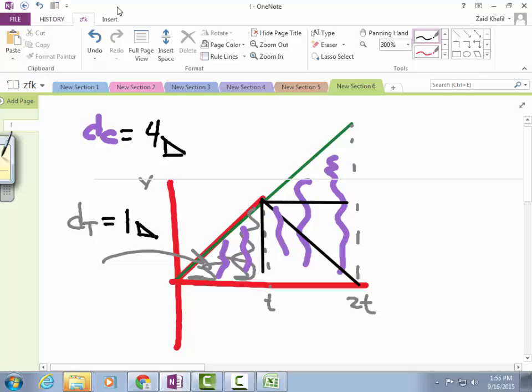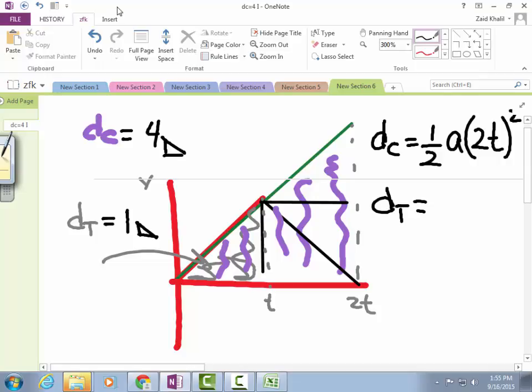More formally, the displacement of the car is going to be 1/2 a times 2t squared. The displacement of the truck is going to be 1/2 a times t squared.